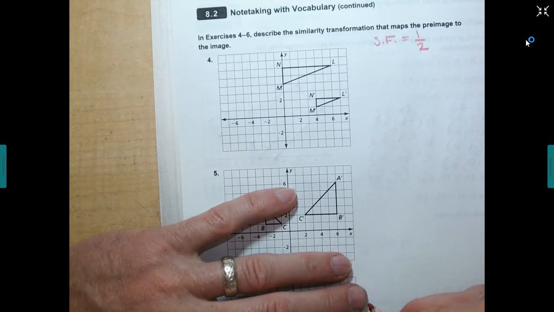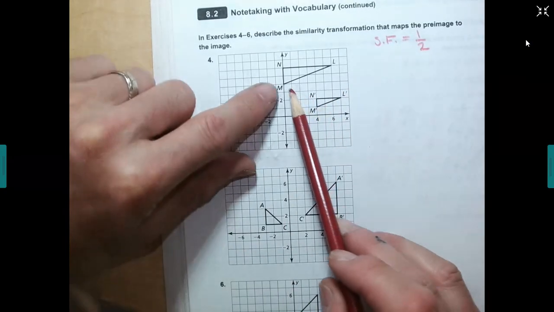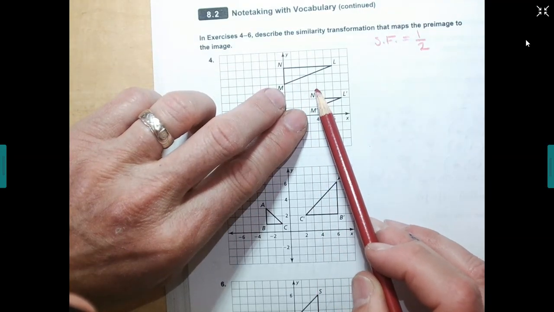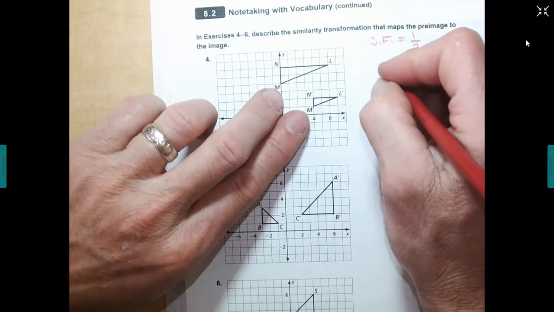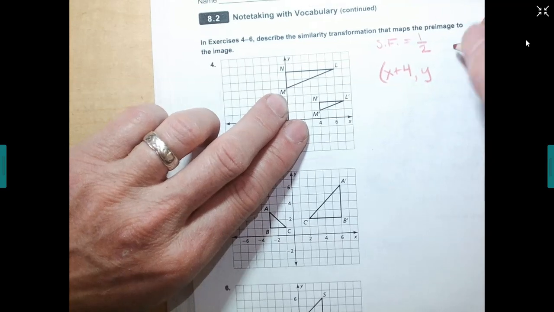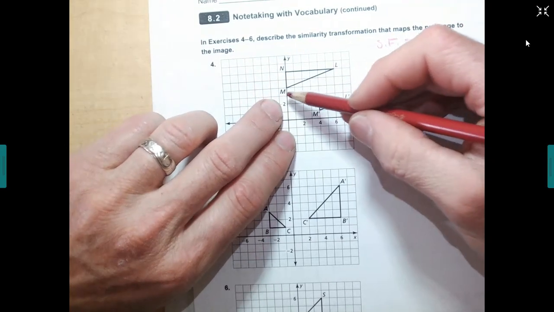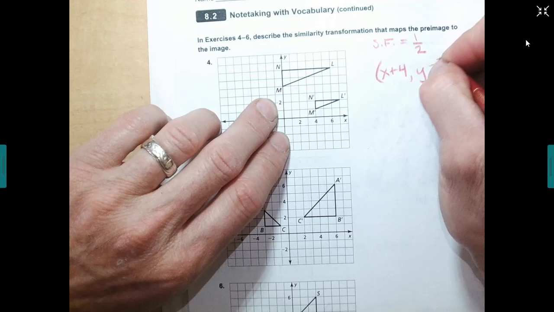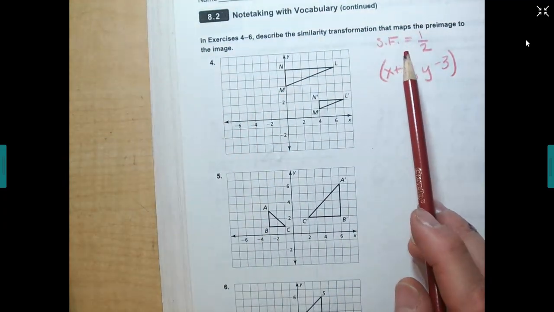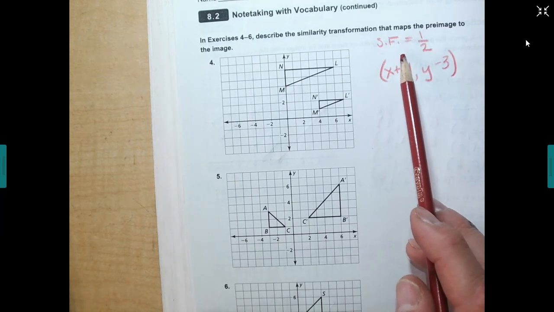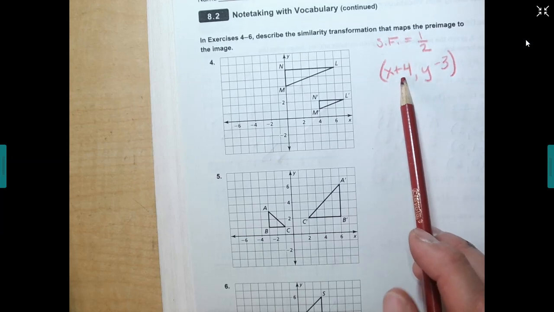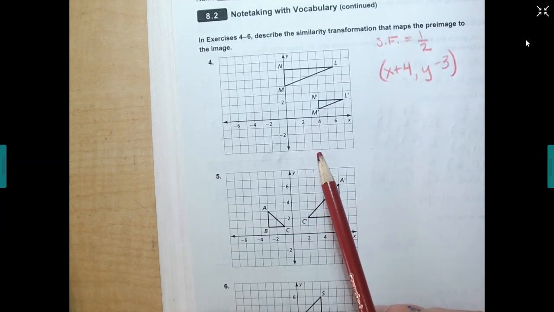And then let's see, this one goes 1, 2, 3, 4, 1, 2, 3. So it goes x plus 4, y, 1, 2, 3, y minus 3. So there's our transformation, and there's our translation. Transformation and translation.